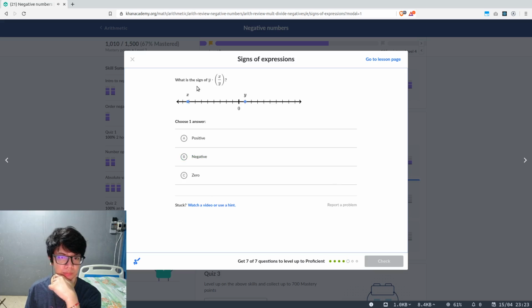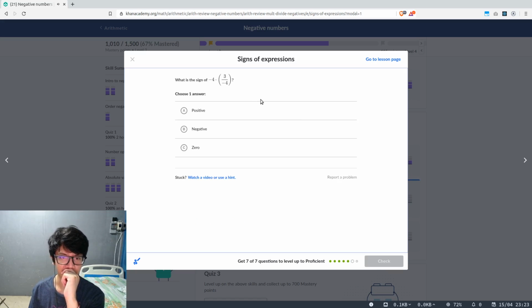Okay, no 0 this time. So it's negative because x is negative and y is positive, so it's negative. Wait, no. Because this is x, negative and positive, this is negative, and y is positive. Oh shit. Okay, let's think of it. X is negative and y is positive. So this thing's still gonna be negative. Negative times positive. It's negative, yeah.